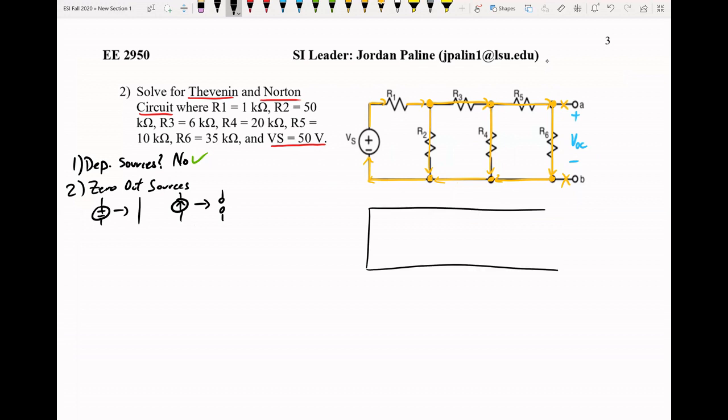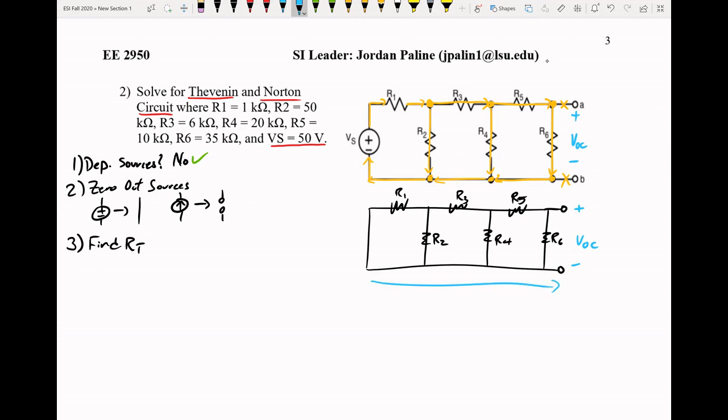Let's just do this. Bam, bam, bam. All right. Let's be R1, R2, R3, R4, R5, and R6. And then this is plus minus VOC over here. And now step three, find R Thevenin. So like we said before, we're going to work that away to VOC.